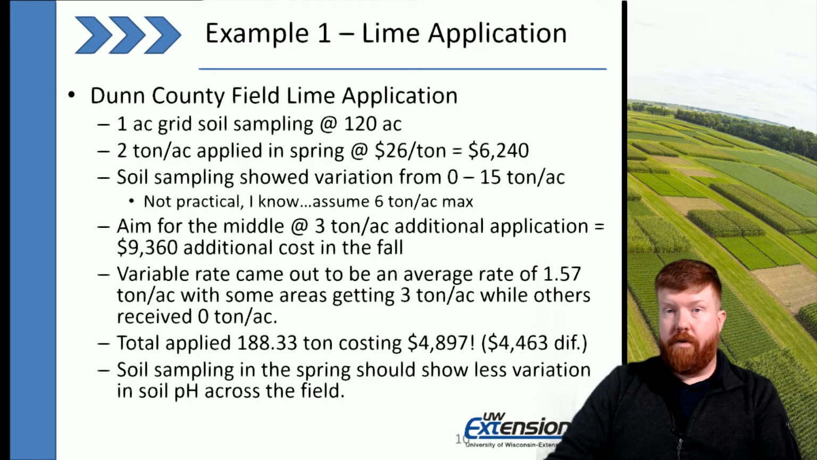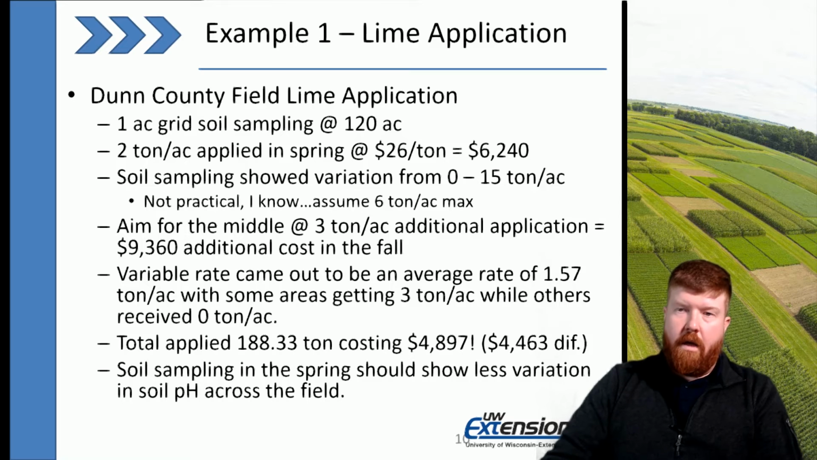This was going to do for a lime application, so we wanted to put on the proper amount of lime. Initially, we didn't get the variable rate application map done in time, so in the spring, 2 tons per acre were applied. That cost at the time $26 per ton, so the total cost for that was $6,240. Soil sampling on the 1 acre grid showed variation from 0 to 15 ton per acre.